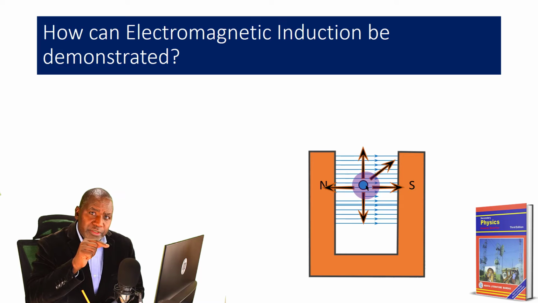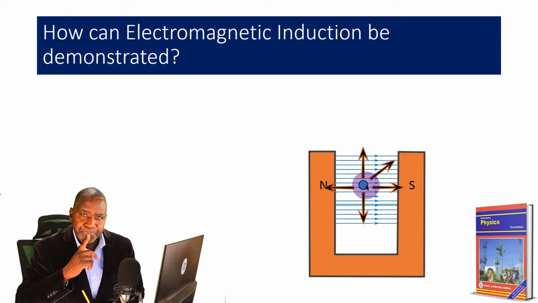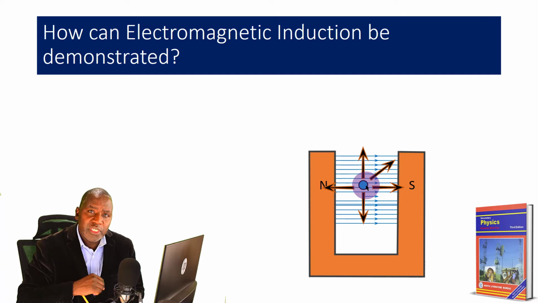The direction of the induced EMF depends on the direction in which we move that wire. When you move it upwards, it deflects in one direction. When you move it downwards, it deflects in the opposite direction. When you're not moving the wire, there is no deflection, meaning there is no current, there is no induced EMF.